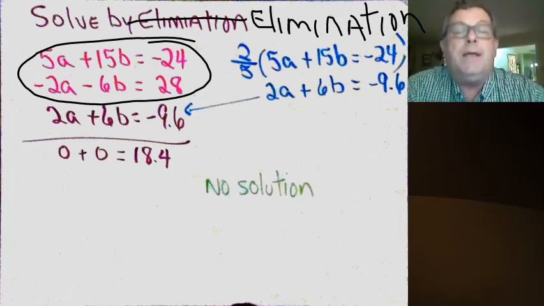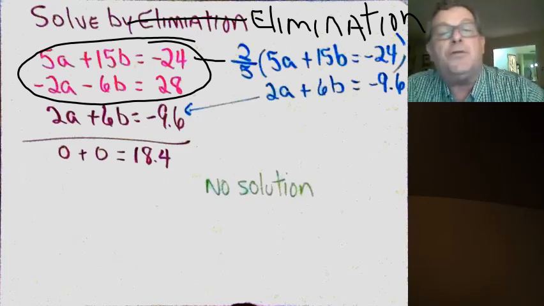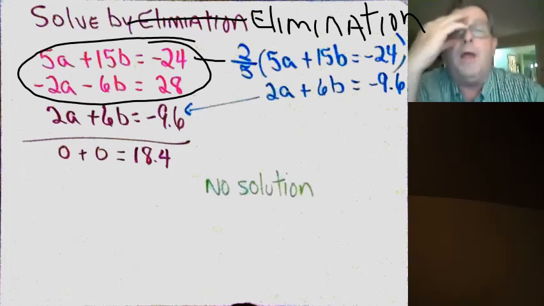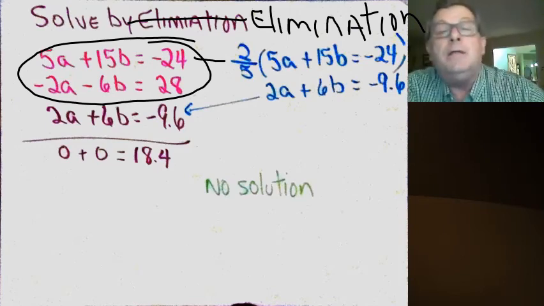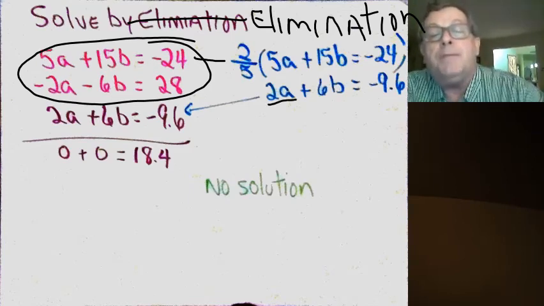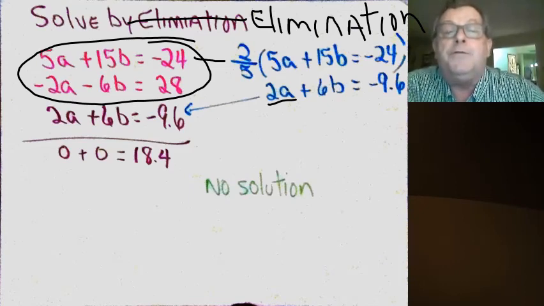Well, in looking at it, if I were to take this first equation and multiply it by 2 over 5, I could at least get to a 2a that I could cancel out against that minus 2a in the second equation. So let's do that. 2/5 times 5a is going to give me 2a. Now 2/5 times 15b. Well, 5 will go into 15 3 times. 3 times 2 is 6b.